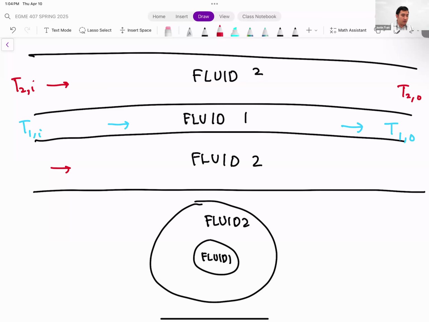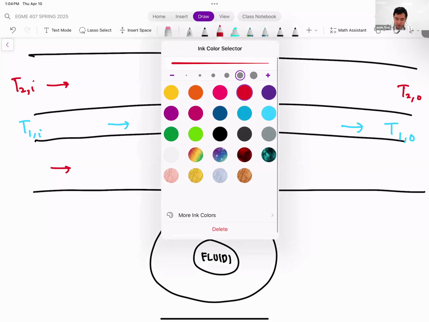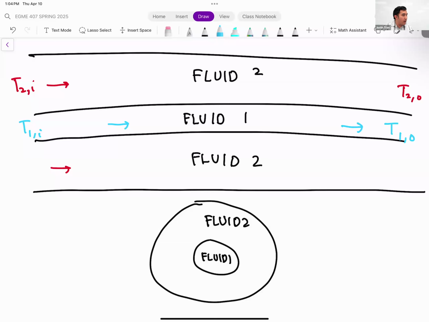Remember, since these are internal flows, the temperatures of the fluid are going to change as the fluid flows along the heat exchanger. One way that we can compute the amount of heat that gets exchanged in the heat exchanger is by simply using the inlet and outlet temperatures of the fluids.